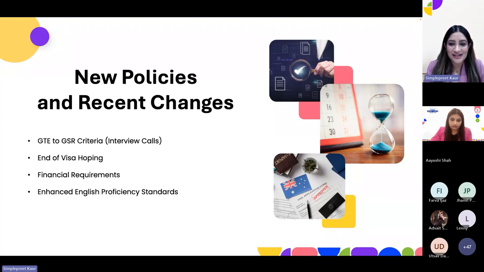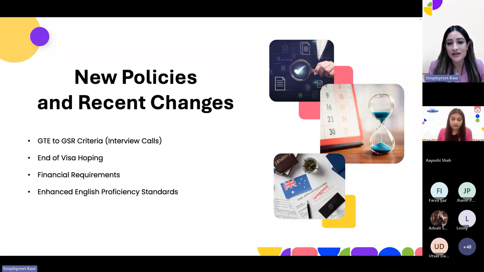The next change is the most drastic change which has lately taken place. Immigration has introduced a legislative instrument which will prevent visitor visa holders and 485 visa holders from applying for student visa applications after 1st of July. Basically, this measure has been taken by the Department of Home Affairs in order to end visa hopping. Some applicants who have been staying in Australia for a very long time keep on applying for different visas in order to prolong their stay here in Australia.